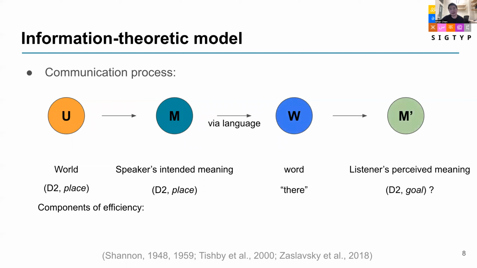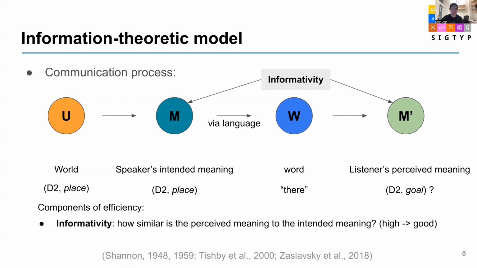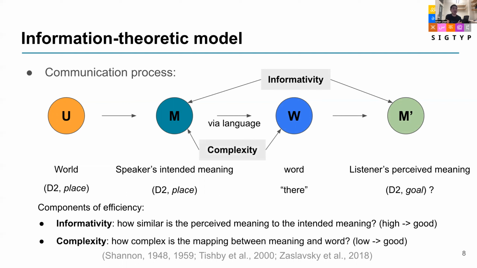There are two quantities pertaining to efficiency. The first one is informativity, which is how similar the perceived meaning is to the intended meaning. The higher, the better. The second one is complexity, which is how complex the mapping is between the meaning and the word. So in this case, the lower, the better. Ideally, we'd like a system to have the maximum amount of informativity and the minimum amount of complexity. But these two standards cannot be achieved at the same time.